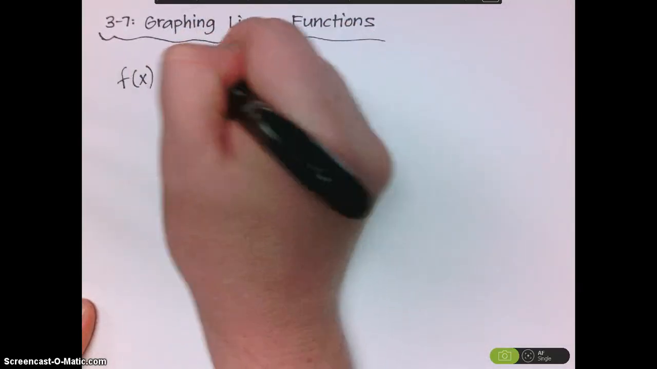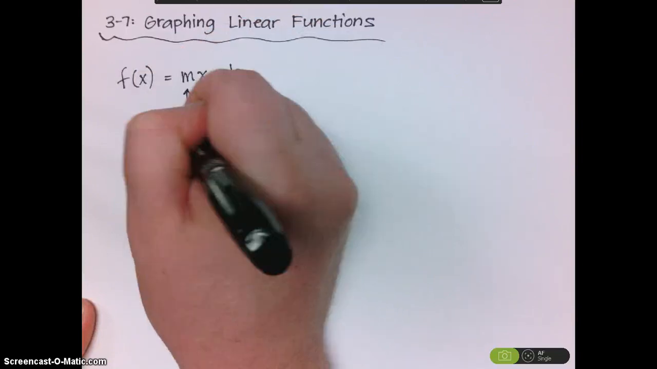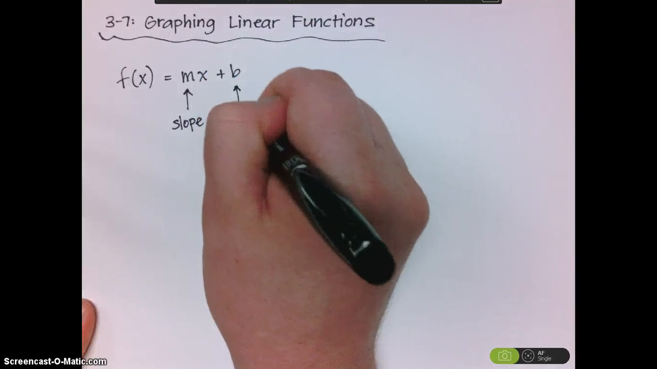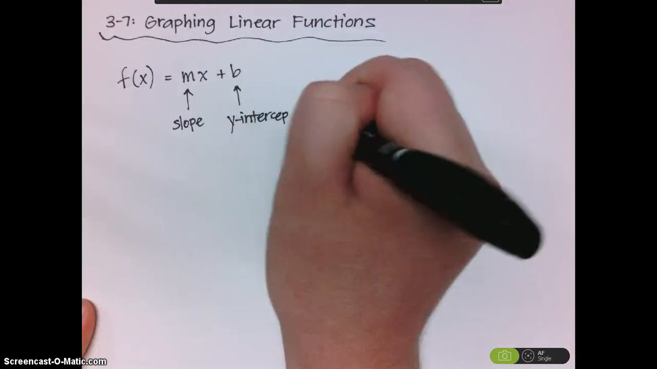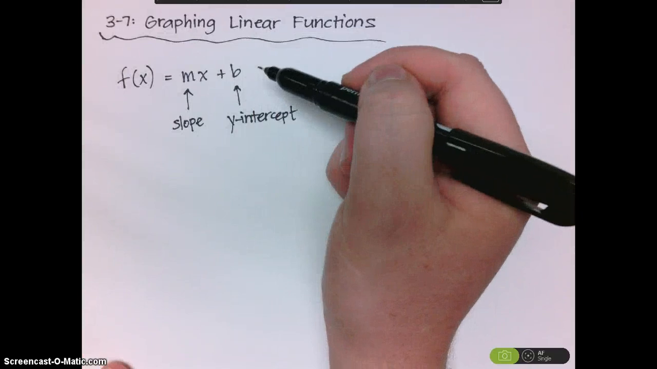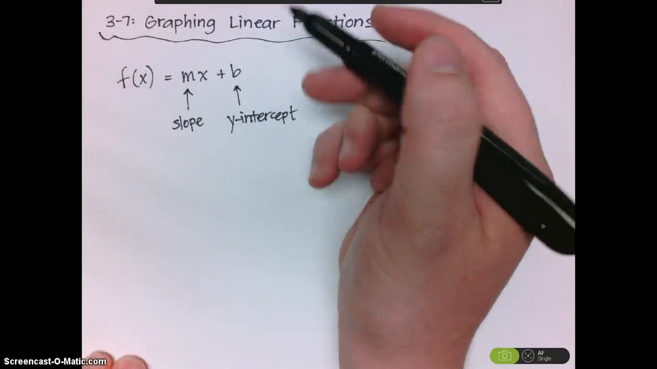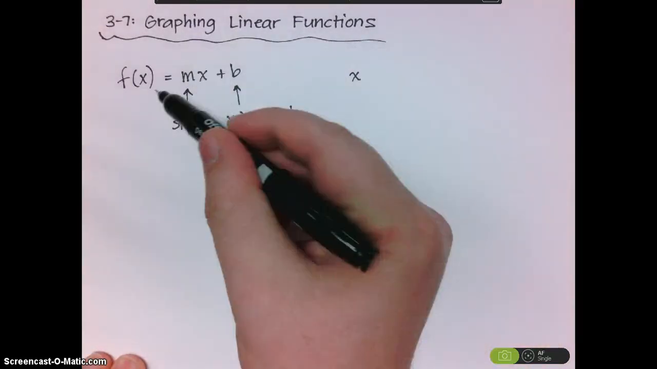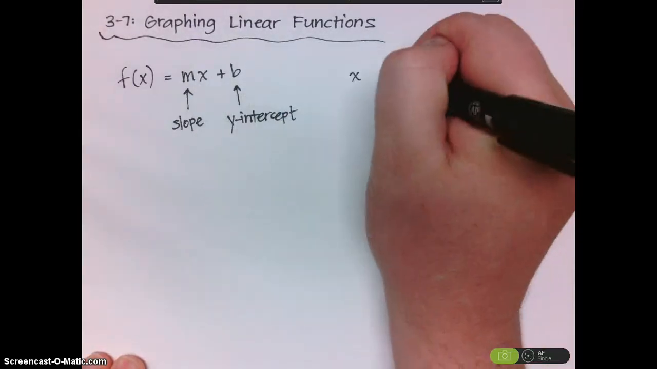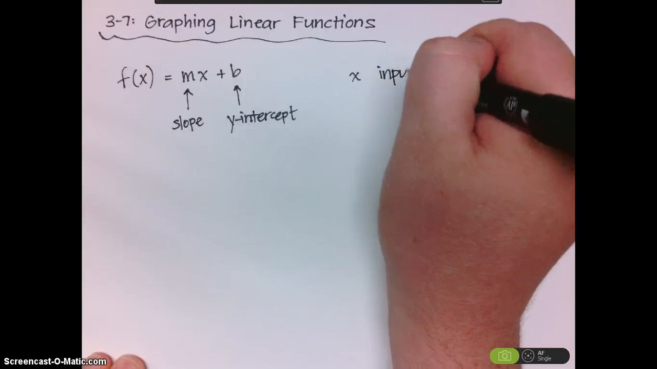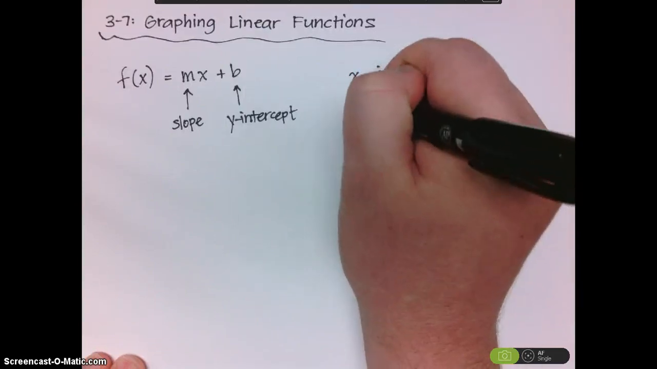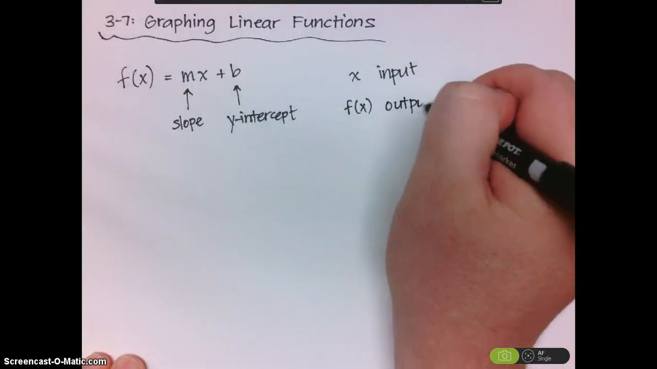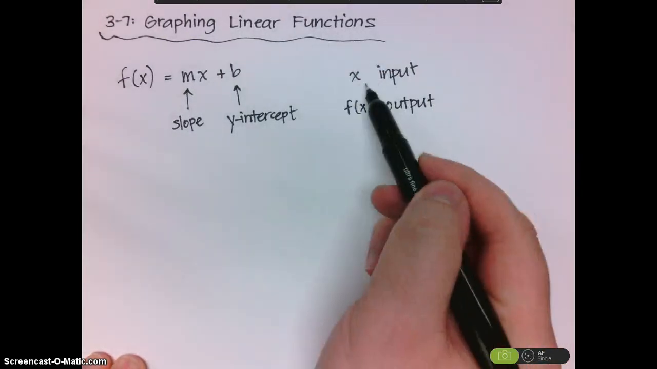It's going to look like mx plus b, where m is our slope and b is our y-intercept. Again, that means where this line, this function, is going to cross the y-axis. Okay? And what's important about a function is that we might have the value of x that we're going to plug in to this function. We call that our input because we plug it in. And in the end, it's going to produce an output. It's going to look like f of x. This is going to be our output. It's going to be the value of this function once I plug in x.